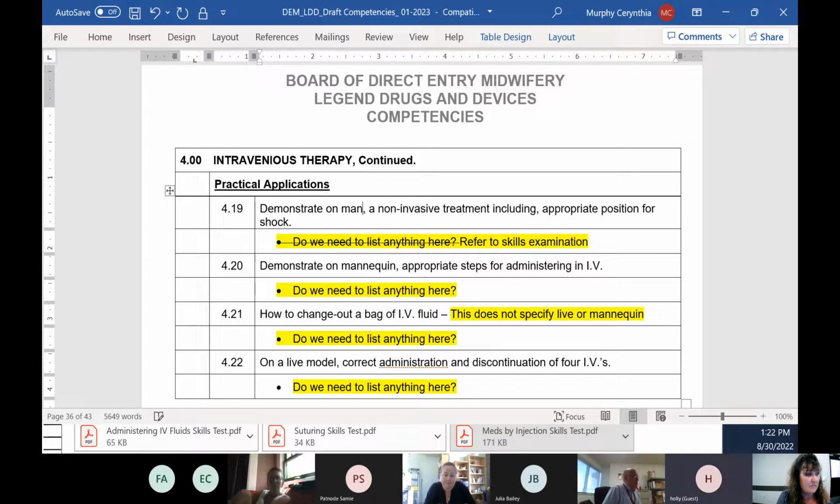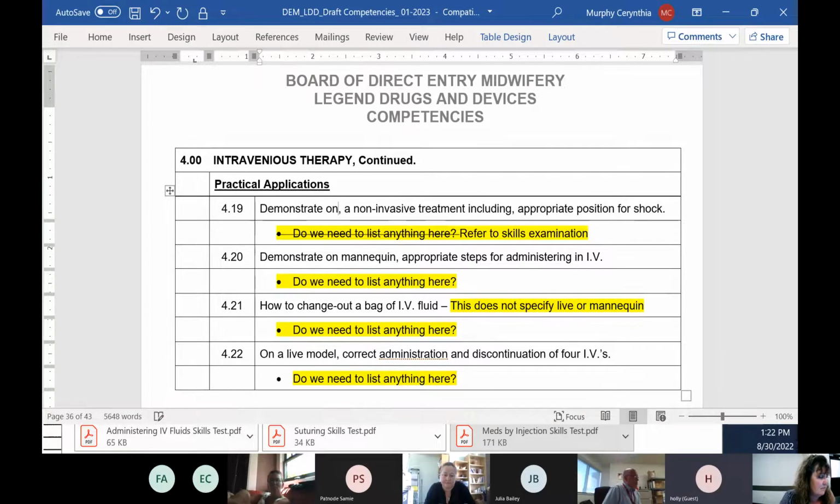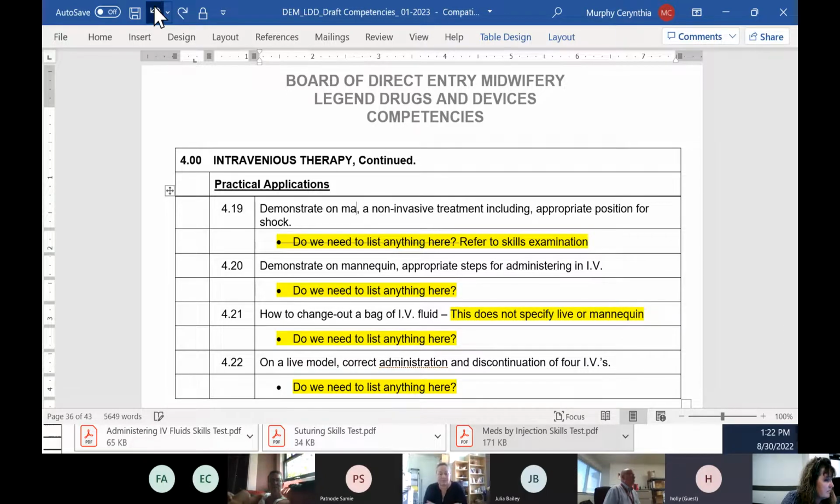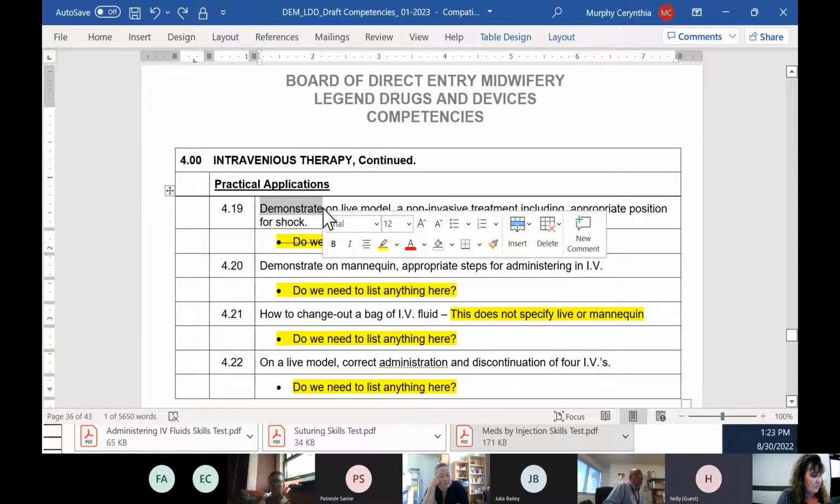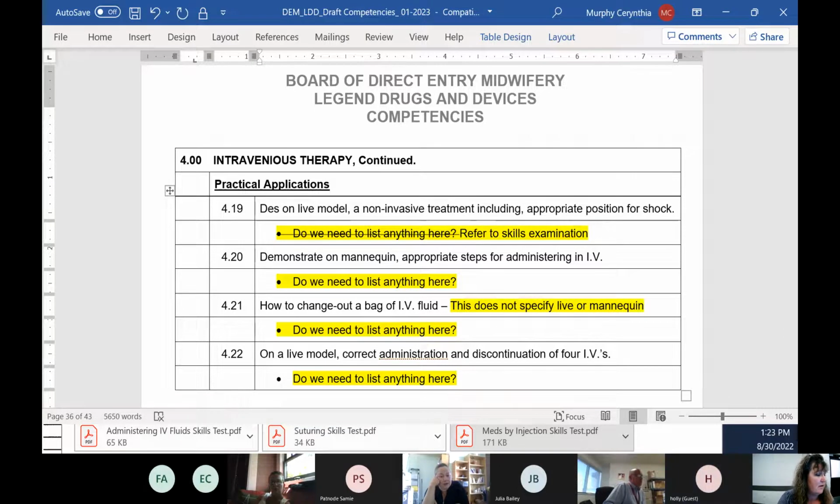Well, the question is, do we want to include it in our skills testing? And in my mind, if they can tell us what to do, they should be able to lay them down, raise their feet, not give them anything by mouth, and cover them lightly with a blanket if necessary. So it should say explain or describe, not demonstrate. Yeah, but we've already done that up above. Okay, so we could just take this out. I think so. Yeah.